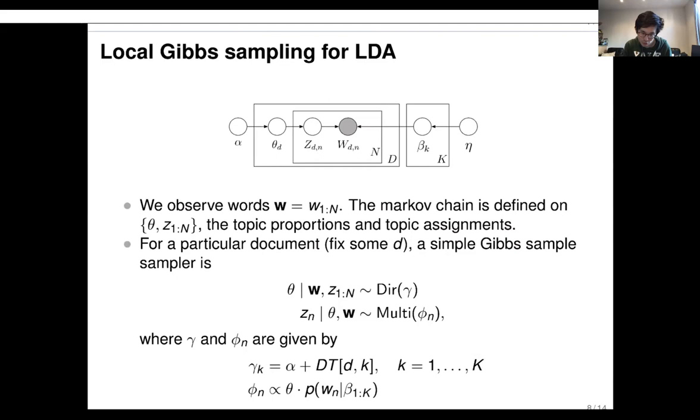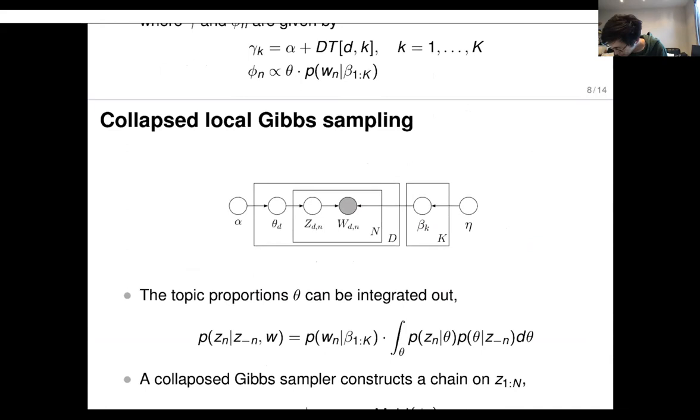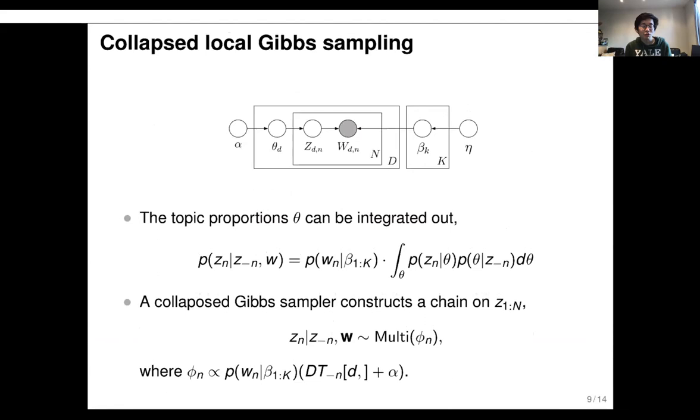You could basically alternate between the thetas and the zn's, and it turns out that it has this particular form. The derivation of this is not important, so we're not going to go through it, but the key point is that you could do this, but actually this is not good. Because what you can do is integrate out the topic proportions. And so what you have instead is something that looks like this, where instead of iterating over all of the variables that I have, I'm just going to iterate over my z's.